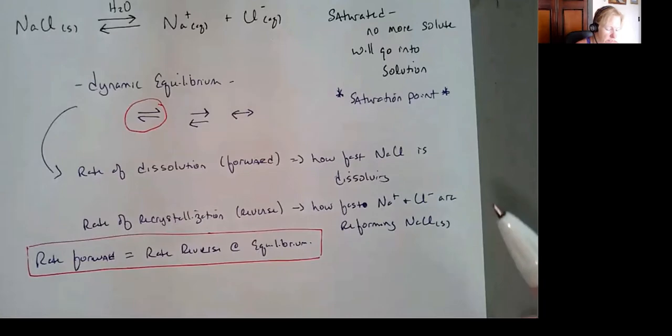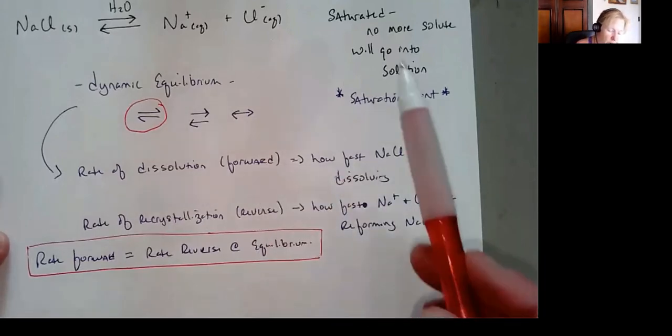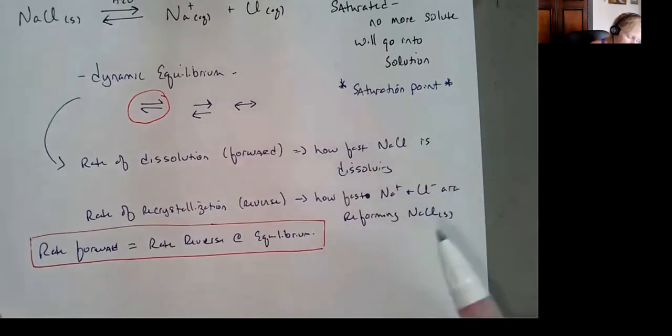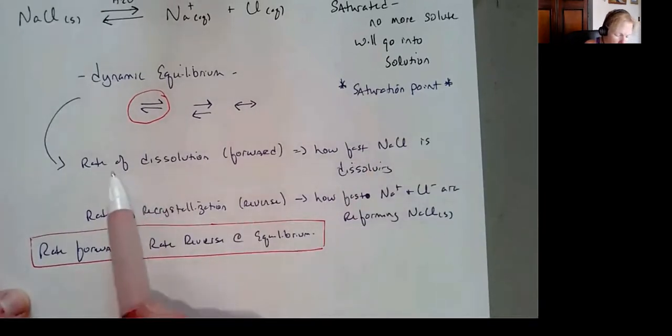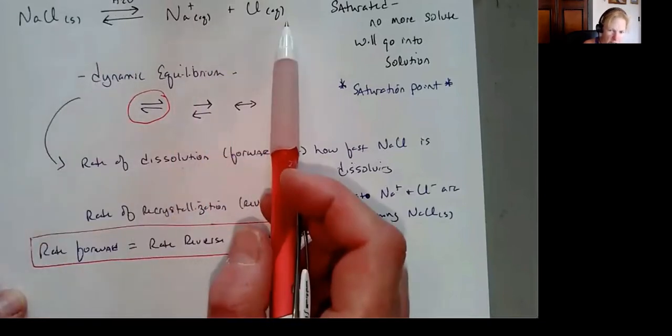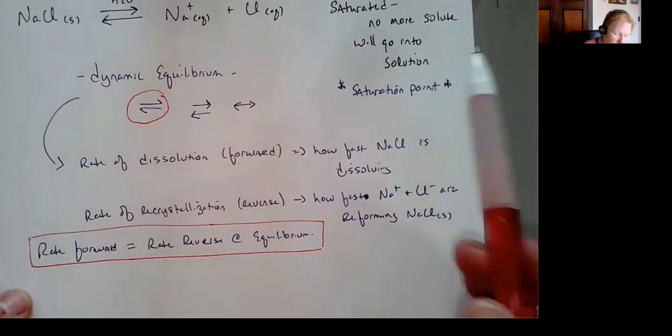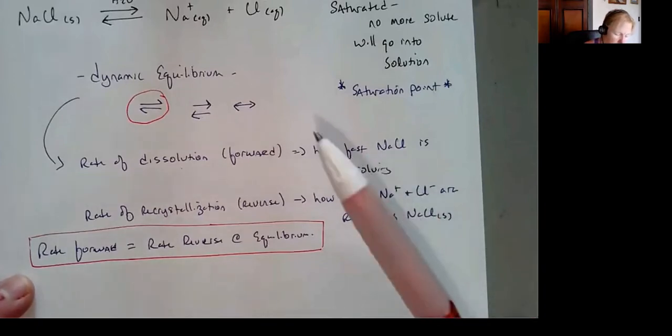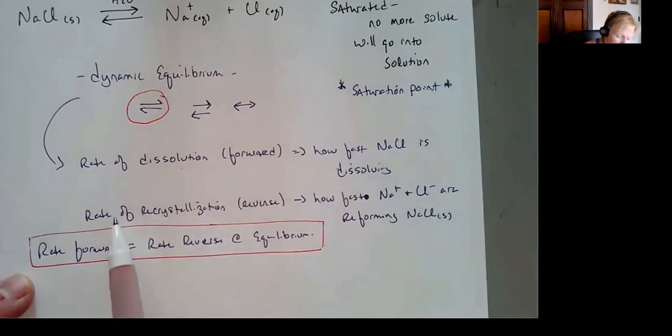So if you think about being below the saturation point, so I haven't reached saturation, then I'm only going to see the rate of dissolution. As I add more in, it's going to dissolve into ions. If I have a solution that's above the saturation point, for whatever reason, however I got it there, I'm going to see the rate of recrystallization.